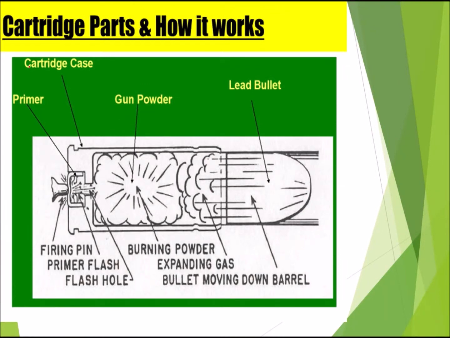After the firing pin strikes, the primer ignites, and it ignites the gunpowder. Due to burning of that gunpowder, it releases expanding gases, and these expanding gases push the bullet out of the barrel. So this is the mechanism of any firearm.